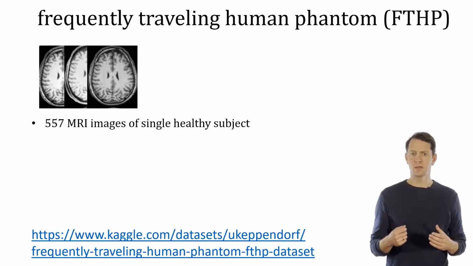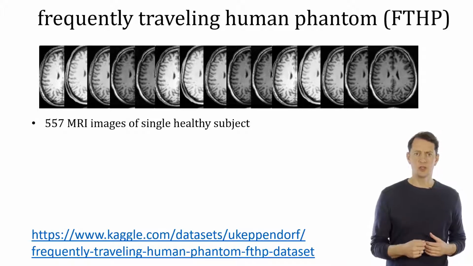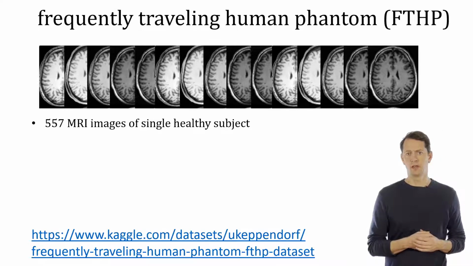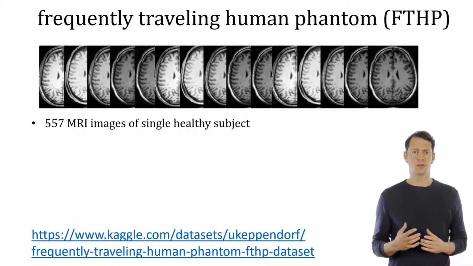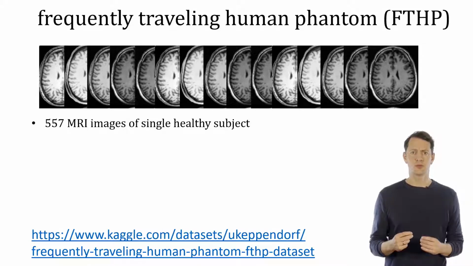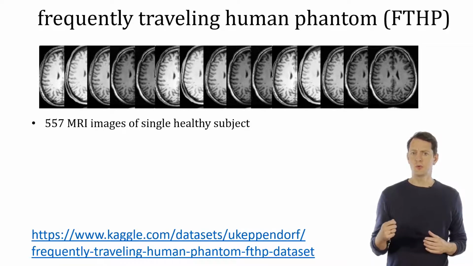As a second step, we measured the stability of the method with respect to changes of scanner hardware, the inter-scanner variability. To measure the inter-scanner variability, we introduced a new dataset which is called the Frequently Traveling Human Phantom dataset. If you want to know more about that dataset, there is a separate video which you find on our channel.